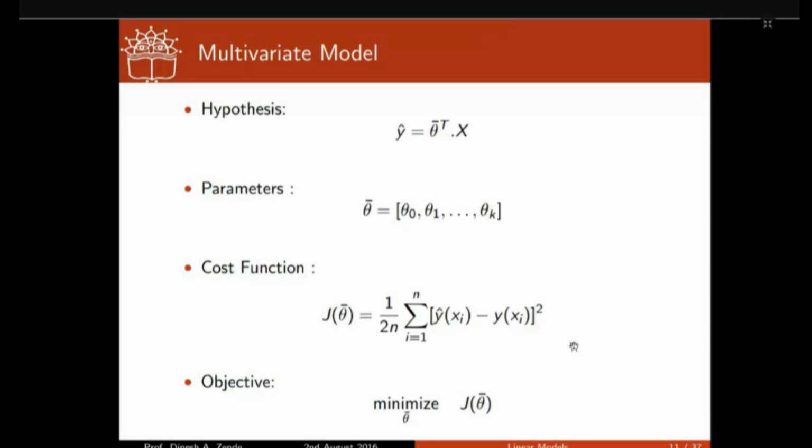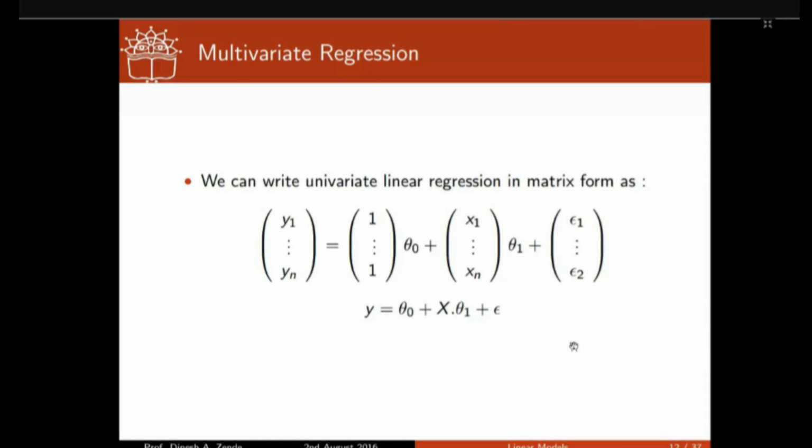So this is the multivariate model of linear regression. Now if you write it in the form of a matrix, look at this: y1 up to yn, then a column of 1s into theta 0, x1 to xn into theta 1, and then epsilon 1 to epsilon n as the errors. Generally, in most of the literature, they add the epsilon term, or the error term, to the linear regression model.